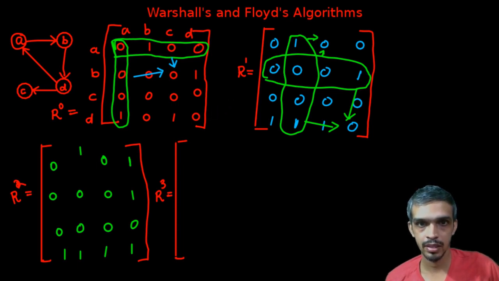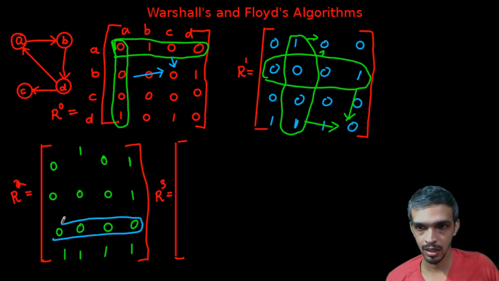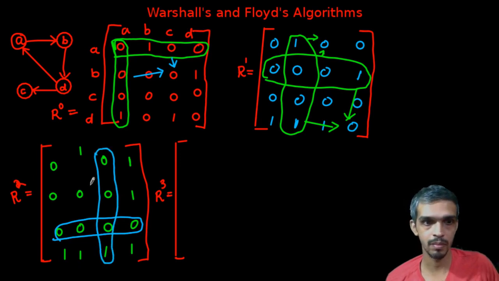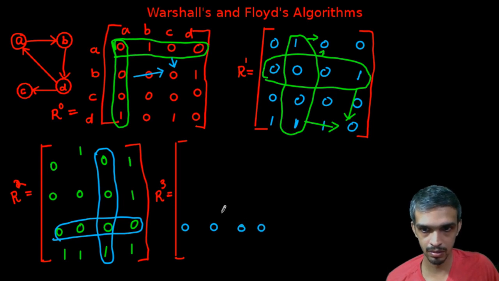Next you calculate R3. So for that you will be selecting third row and third column. So you can write the third row and third column: 0 0 0 0, 0 0 0 1.